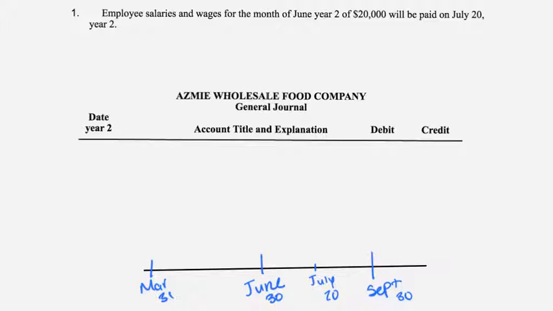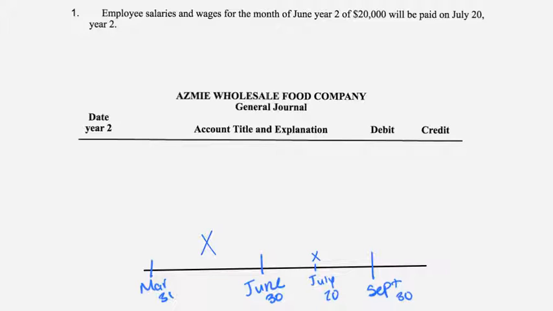Our final transaction tells us the employee salaries and wages for the month of June, year 2, of $20,000 will be paid on July 20th, year 2. So this $20,000 needs to be recognized in the quarter ending June 30th because they owe these salaries and wages, but they won't be paid till July 20th. So to look down here at my timeline, this is the quarter the expenses have been incurred, so we need to recognize them here, but they won't be paid until here.